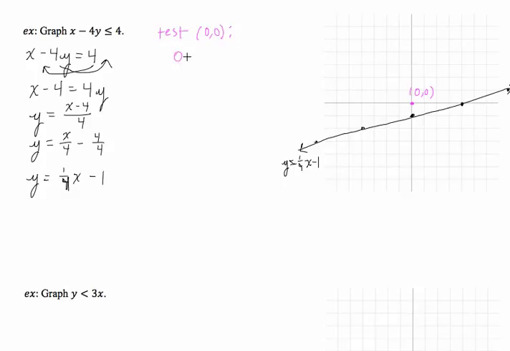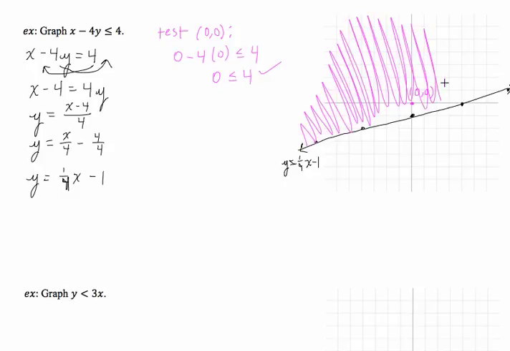Plugging that in, I have 0 minus 4 times 0 is less than or equal to 4. I want to see if this is true or false. Well, 4 times 0 is 0, so this is 0 minus 0, which is 0. Is 0 less than or equal to 4? Yes, that's true. So that means any point on this whole half of the plane or on the line solves the inequality.